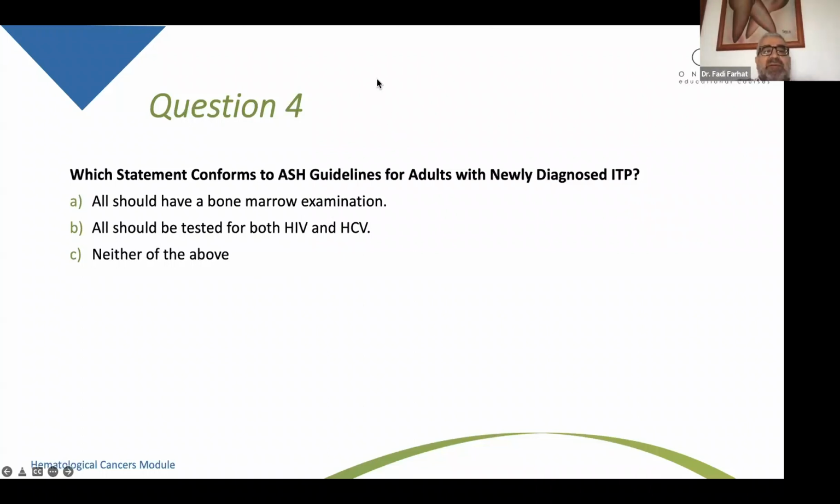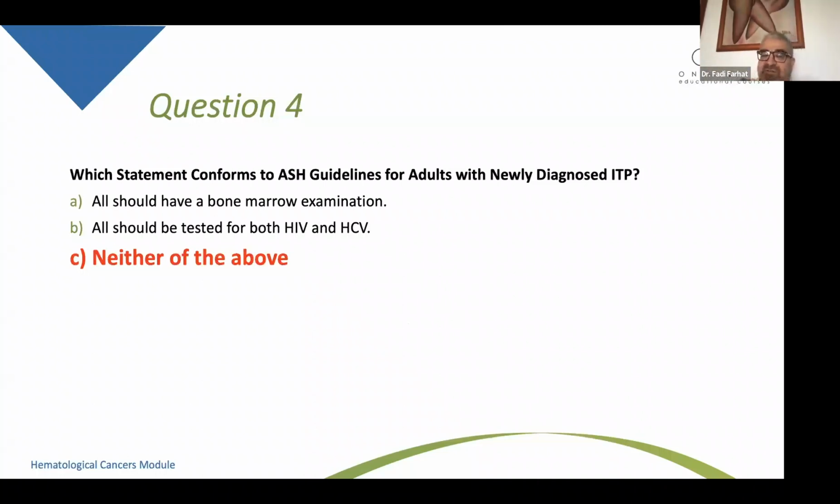Okay. Neither of the above. Yes, 43%, the majority thinks that we have to do the HIV and HCV. But the real answer is neither of the above. Personally, in adults, I do the HIV, HCV. And remember that we have ITP in young patients. Should we do HIV, HCV for all patients? Maybe Dr. Obedat, you would like to comment on this.